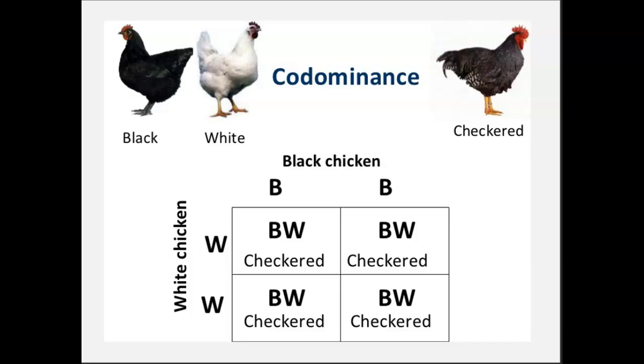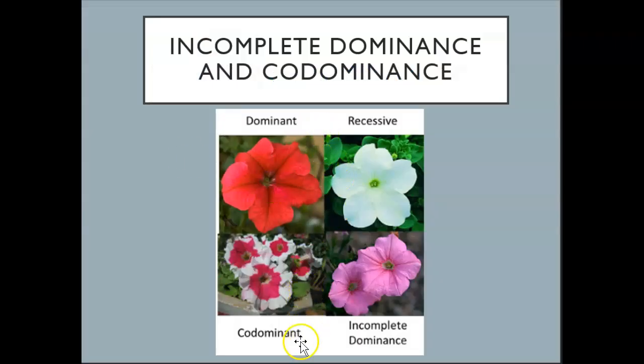Again, here's an example of both of them. Codominant is where you have red and white and you see both red and white. That would be a codominant example. This is incomplete dominance where you have red and white and you see pink. Okay, so that's the difference between the two. Incomplete is a blending. Codominant, you see both, as spotted or stripes or mottled or something like that.